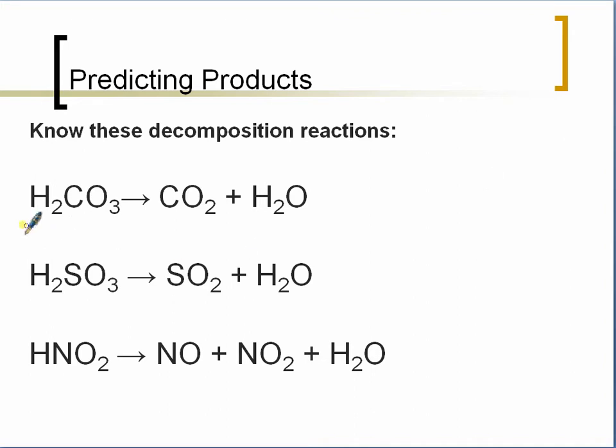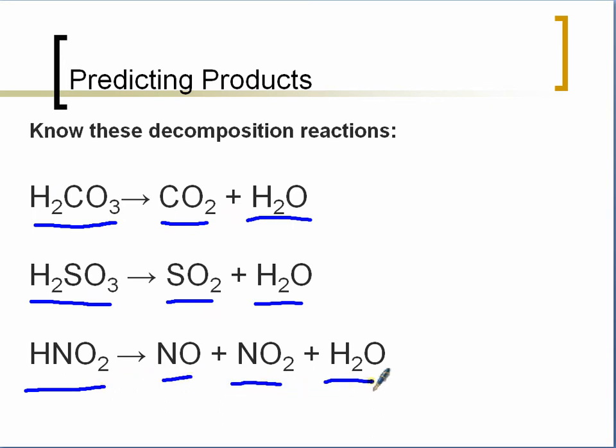So to stress, H2CO3, whenever you see this, for whatever reason, it always breaks down into carbon dioxide and water. So that's an important one. H2CO3 breaks down to carbon dioxide and water. H2SO3, which is sulfurous acid, always breaks down into SO2 and water. And whenever you see HNO2, that always breaks down into these 3. Always. So, again, decomposition and synthesis are hard ones. There's just a few that you have to know, and these are the ones you have to know.